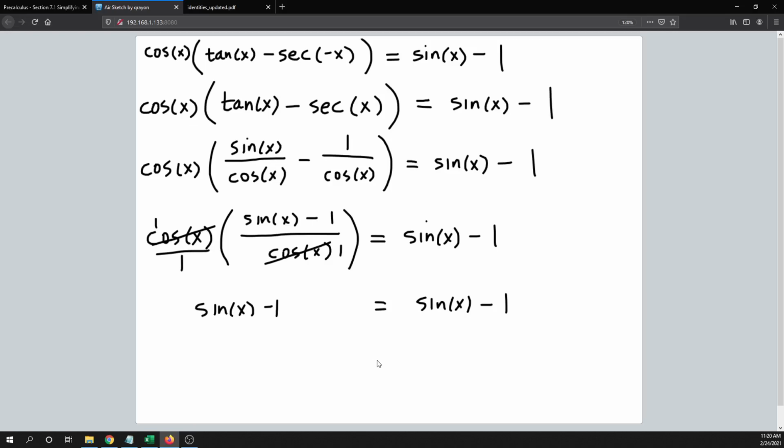All right, and so that's sort of the process that we will use to verify identities. And we will do some examples in the subsequent videos.